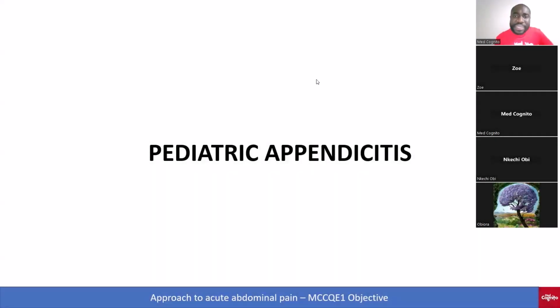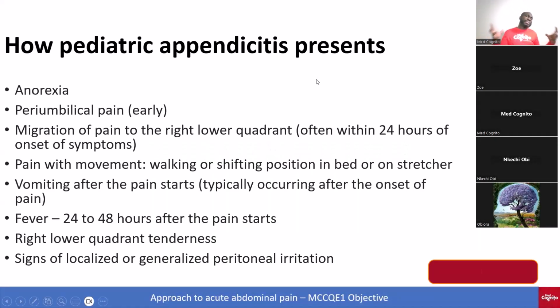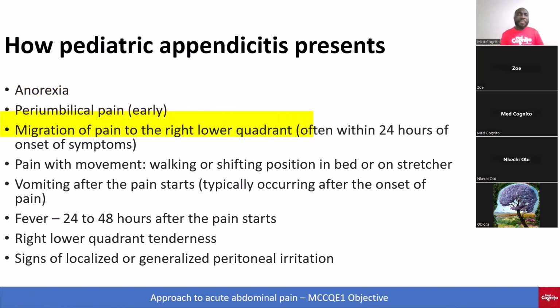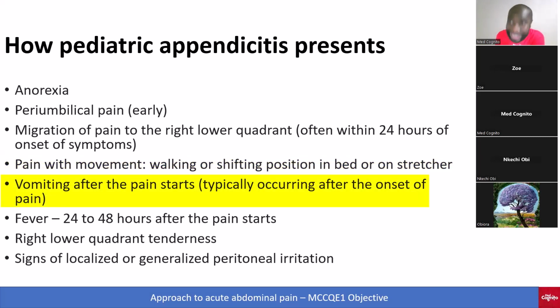Let's go to pediatric appendicitis. So pediatric appendicitis presents similarly: anorexia, periumbilical pain, migration of the pain to the right lower quadrant, okay? Pain may happen with movement, walking or shifting position in bed or on the stretcher. Vomiting occurs after the pain starts.